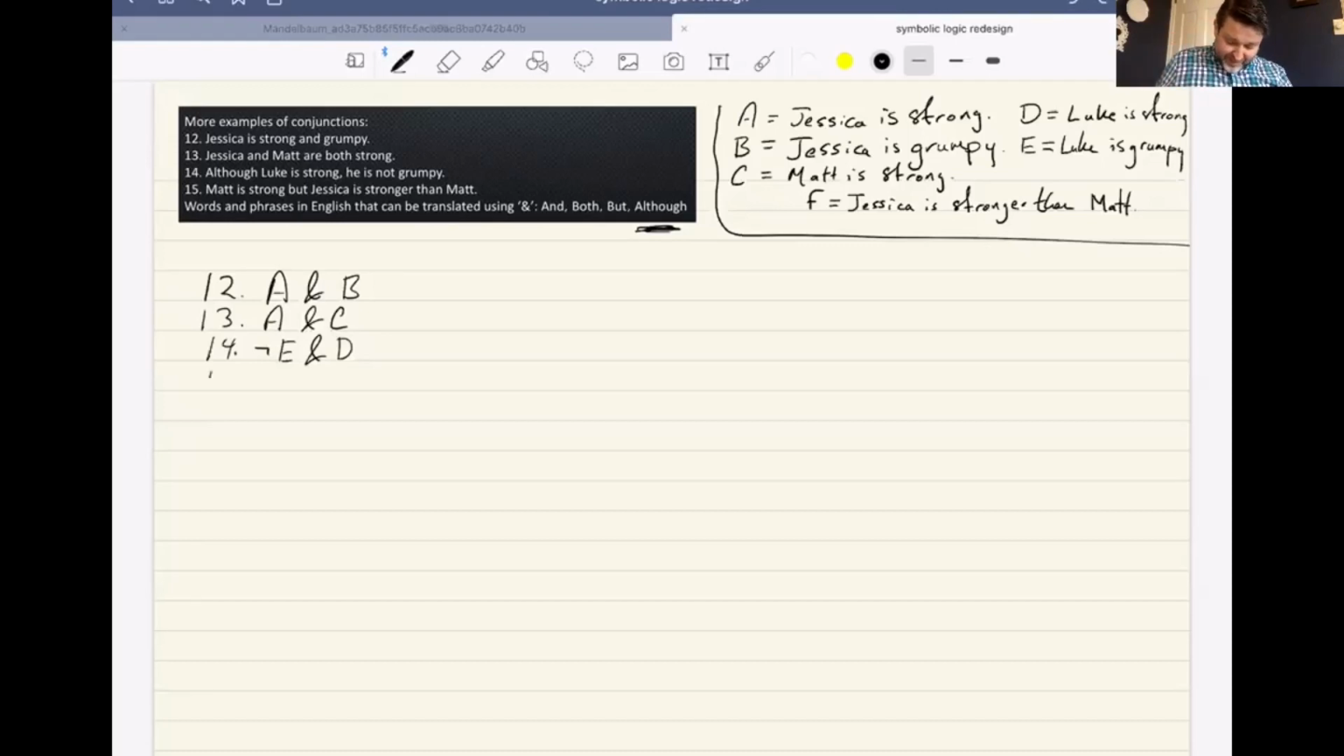And then finally, our final sentence, Matt is strong, but Jessica is stronger than Matt, would be C, Matt is strong, and we can understand but as and. So, and F, Jessica is stronger than Matt. And so this is going to be how we translate these four sentences. Okay, let's return to the PowerPoint now.